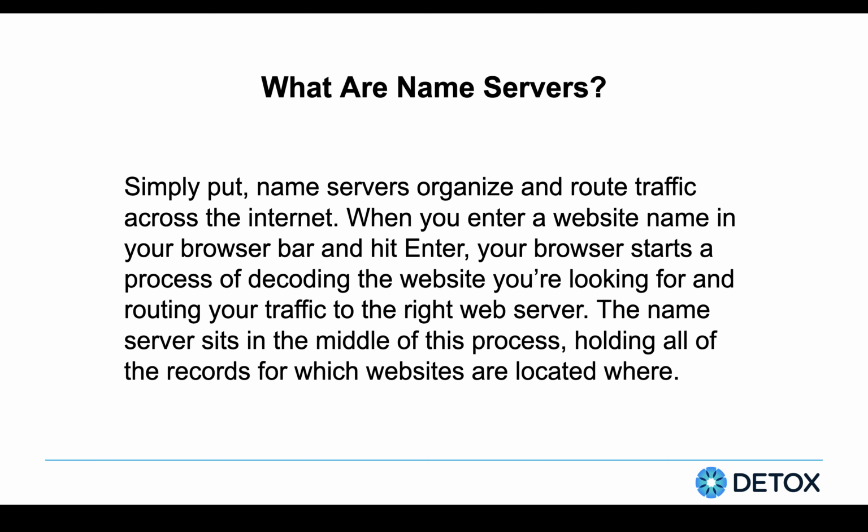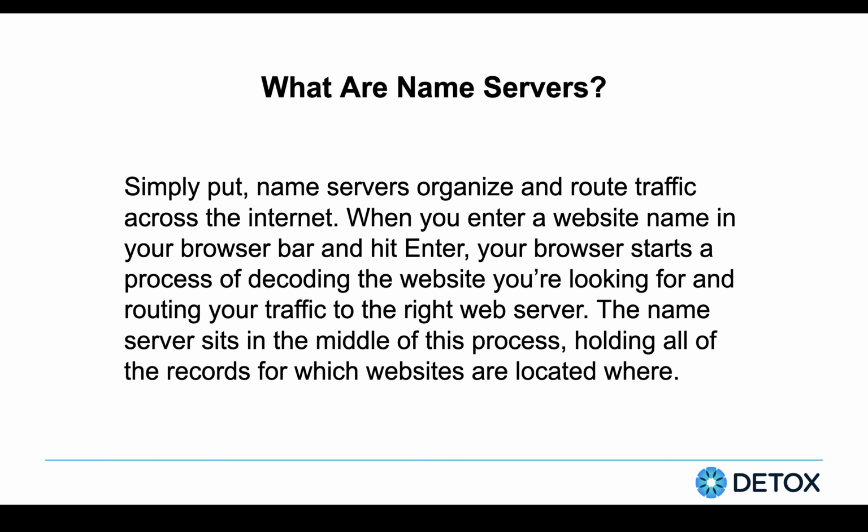When you enter a website name in your browser and hit enter, your browser starts a process of decoding the website you are looking for and routes your traffic to the right web server. The name server sits in the middle of the process, holding all the records of where websites are located. So a website can have one name server, two name servers, or multiple name servers, of n number.